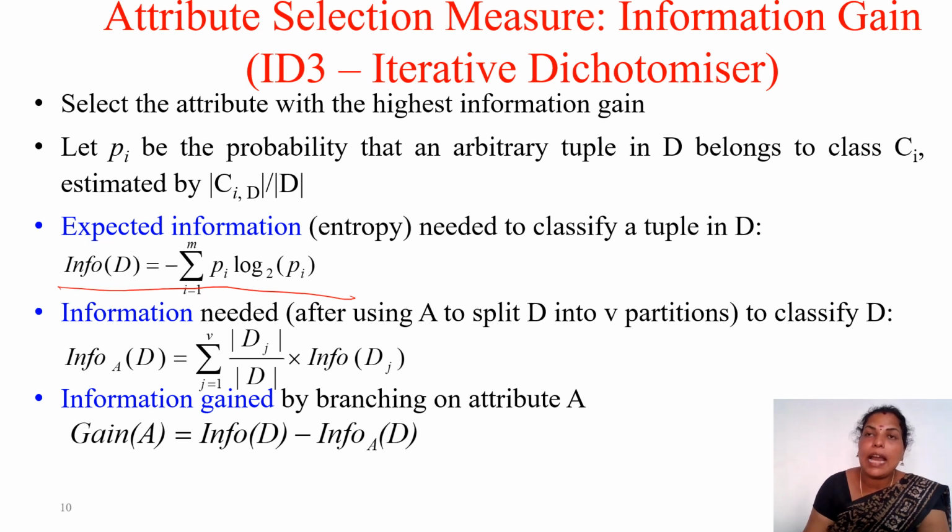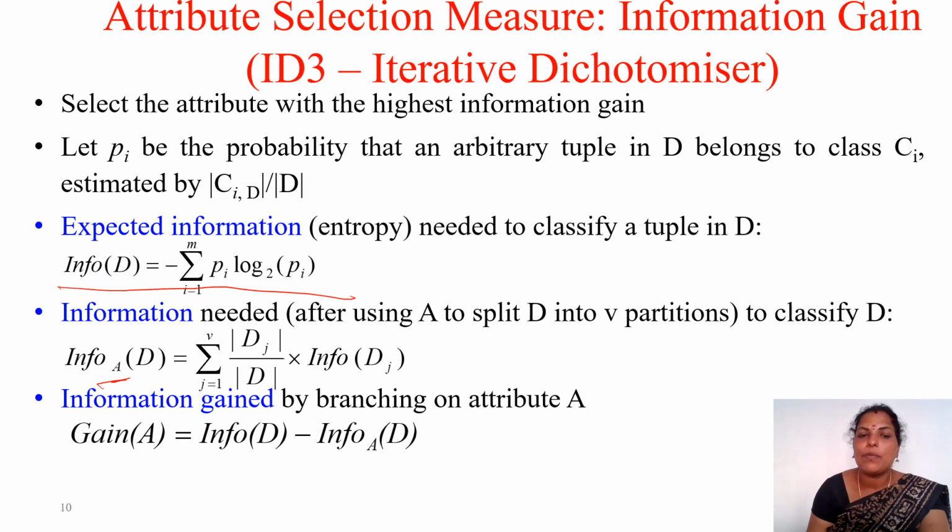Then the information needed after using A to split D into v partitions to classify D. For each and every attribute, first we have to find the information gain for the class label as such, then for each and every attribute also we need to consider. That is Info_A(D), for each attribute, equal to sigma j equal to 1 to v of |Dj| divided by |D| into Info(Dj), taking each class in that particular attribute divided by the total.